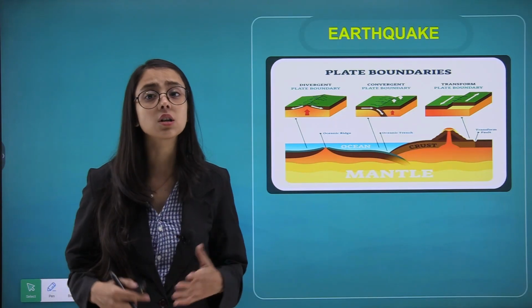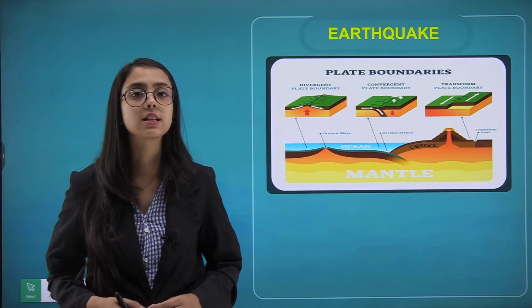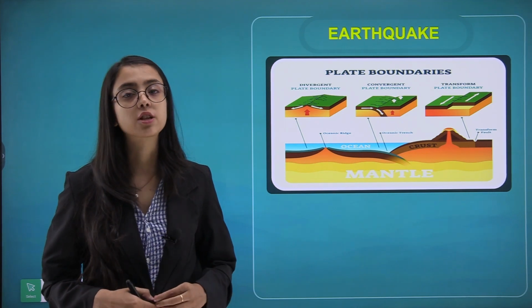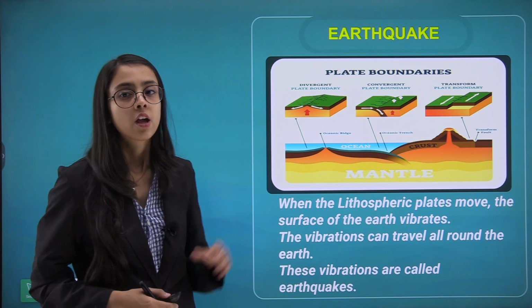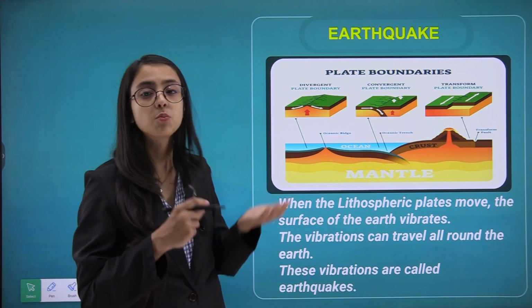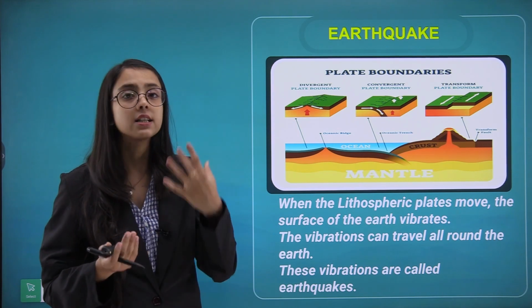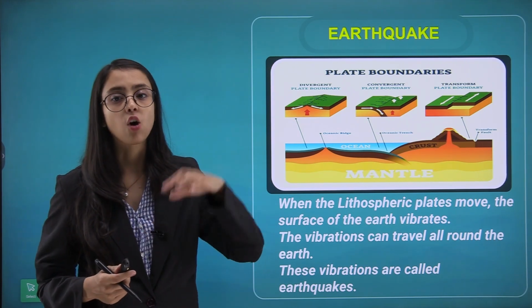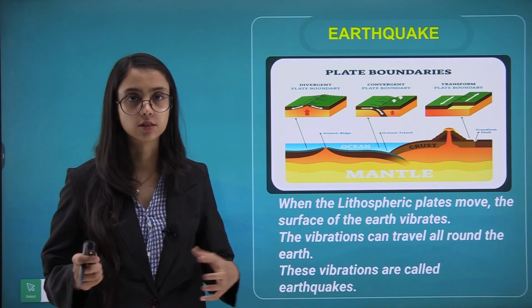Now let's talk about earthquakes. An earthquake is another natural calamity that takes place because of tectonic plate movement. When the lithospheric plates move, the surface of the earth vibrates. These vibrations can travel all around the earth, and these vibrations are called earthquakes.